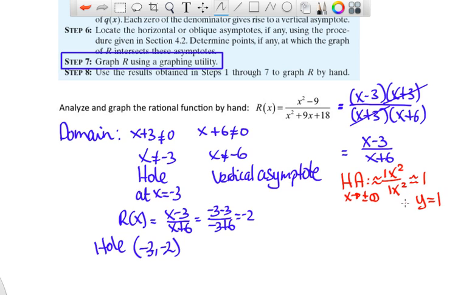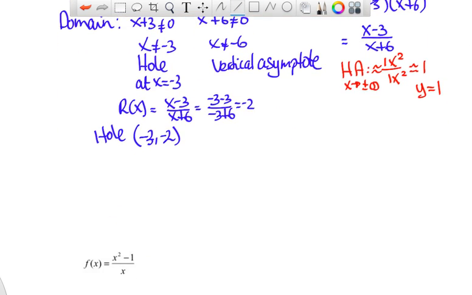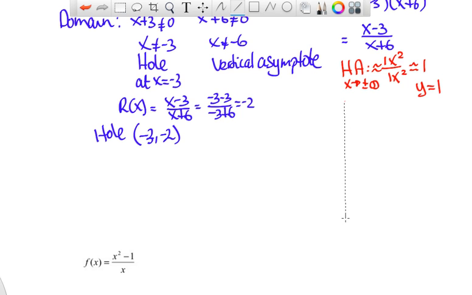Okay? And I think that pretty much takes care of it. Is there anything else that I need to do? I don't think so. So the last part obviously is to sketch what you have. At this point, I know the following things. At negative 3, negative 2, I get a hole. I know that there is an asymptote at x equals negative 6. So there's a vertical asymptote at negative 6, and there's a horizontal asymptote through 1.